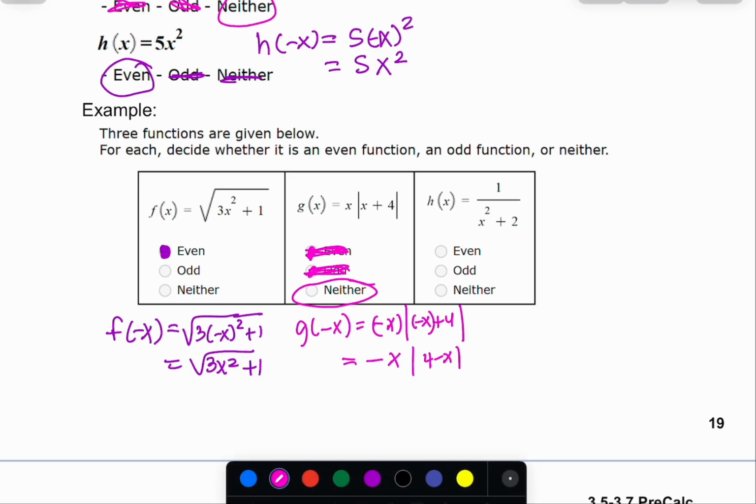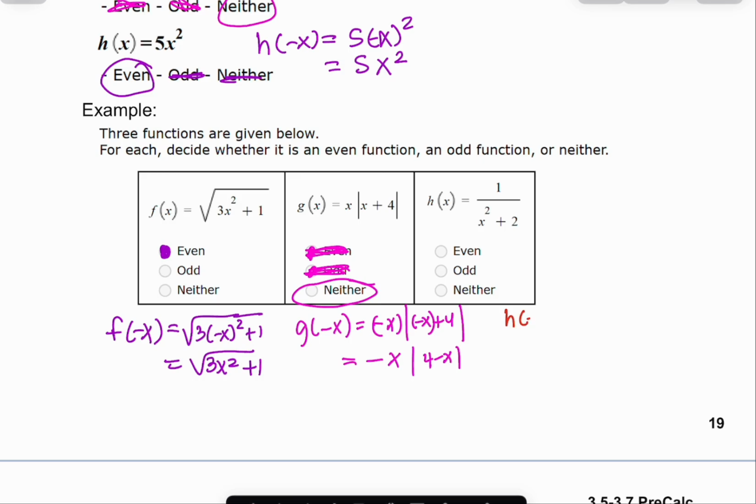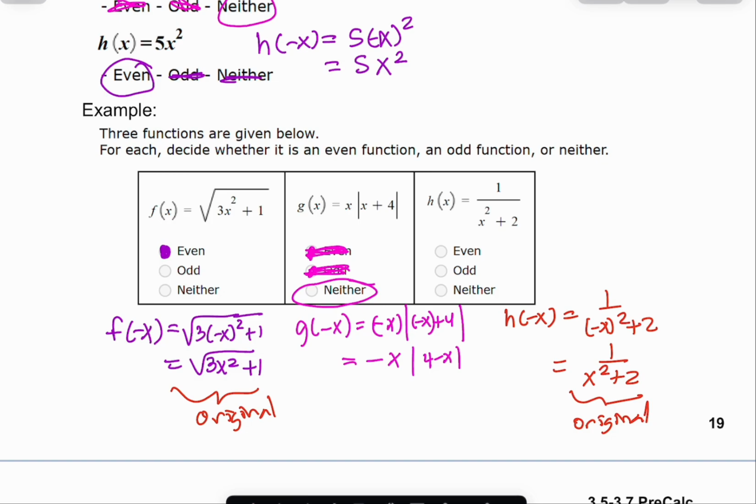Let's look at h of x. Plug in negative x, watch what happens. If you have that negative x in parentheses, when you square it, it becomes a positive again. And it looks exactly like the original. So it is even.